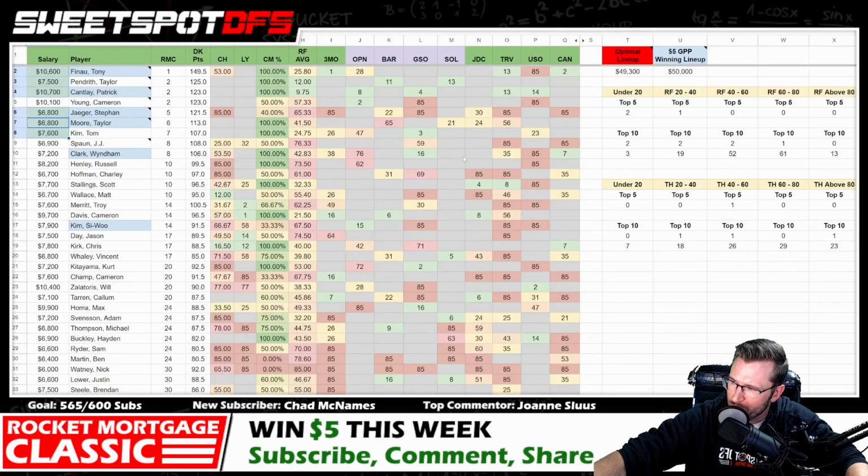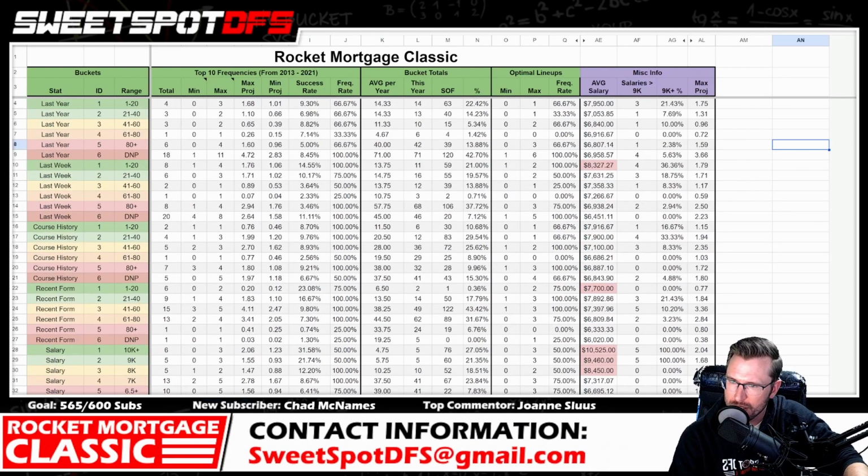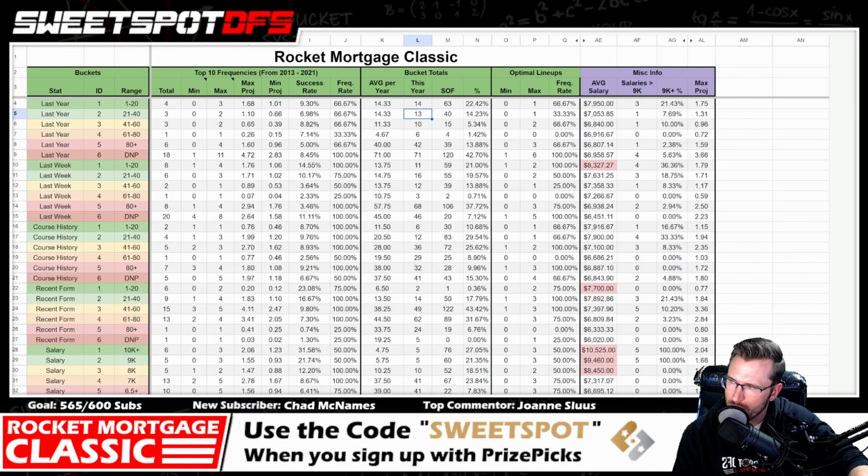Let me get to the Rocket Mortgage Classic. Here we go. I was so quick to hit the button, I didn't even change the tab that I needed to get to. Rocket Mortgage Classic. So when we look at the bucket system here, obviously I just reviewed the whole sweet spot process for the Travelers Championship to give you an idea how well the sweet spot process did last week, to give you confidence to use it this week.